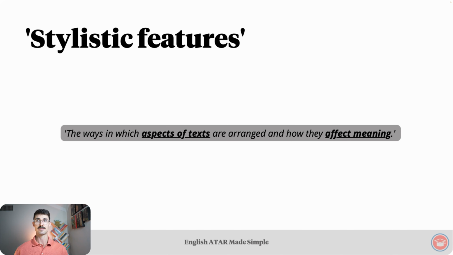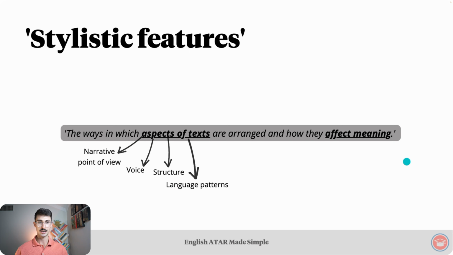As we just saw in the glossary definition, aspects of text essentially refers to narrative point of view, voice, structure, language patterns, and language features, which include diction and syntax. I've grouped diction and syntax under language features because diction and syntax are instances of language features, so it's just a bit clearer to understand it this way. These are the aspects of text that make up stylistic features.